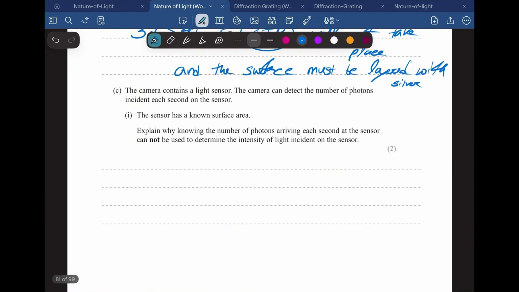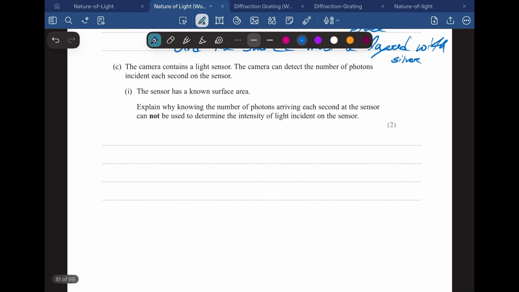Okay, now moving on to the next question, it says the camera contains a light sensor. The camera can detect the number of photons incident each second on the sensor. The camera is going to actually detect the number of photons incident each second on the sensor.